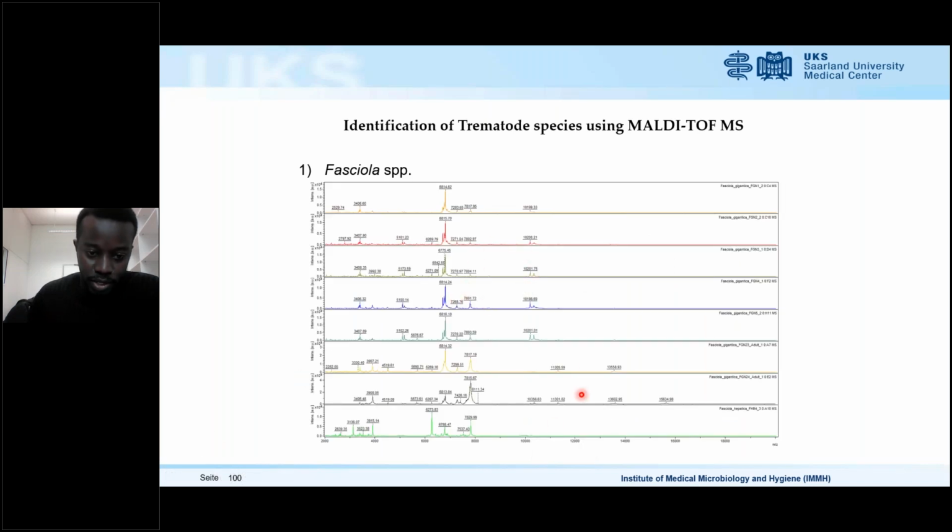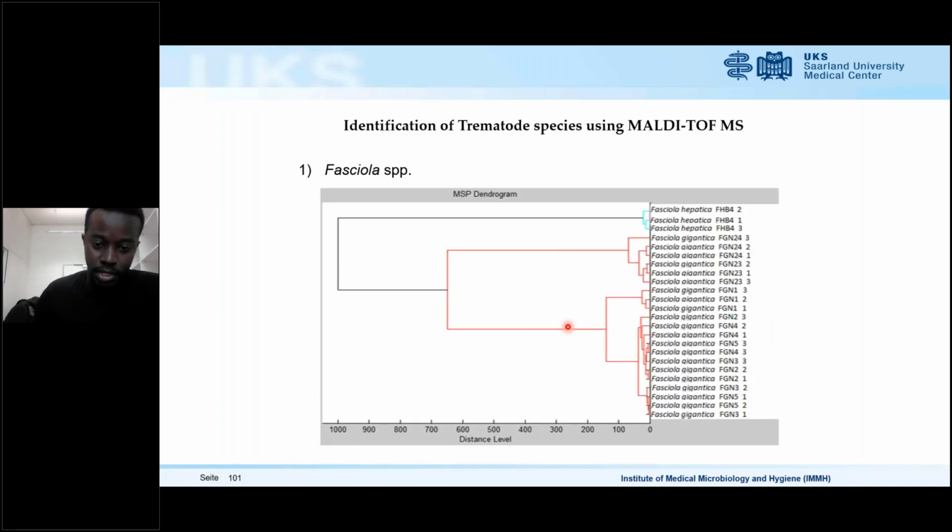Here you can see a representative spectra profile of the Fasciola isolates. Here you can see the first samples of the gigantica species, and at the bottom corresponds to the hepatica. Then you can see differences with regard to the two species. Looking more closely, we can see that some peaks are present here that we cannot see in the other isolates. By realizing a clustering analysis with a dendrogram, we can see the clear separation of these two species.